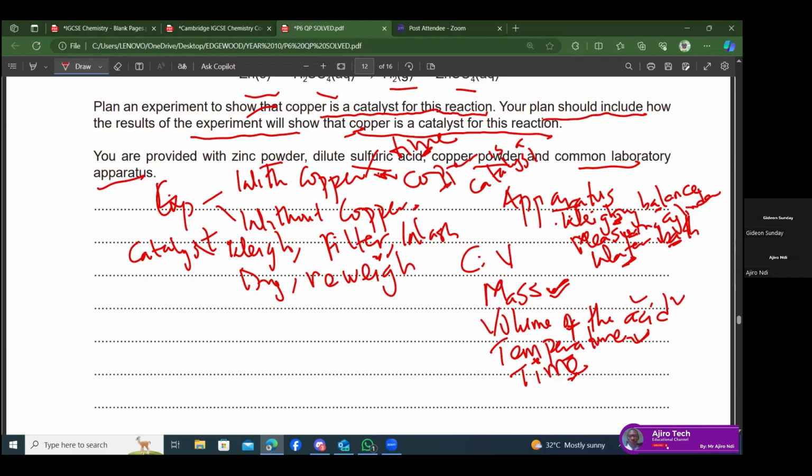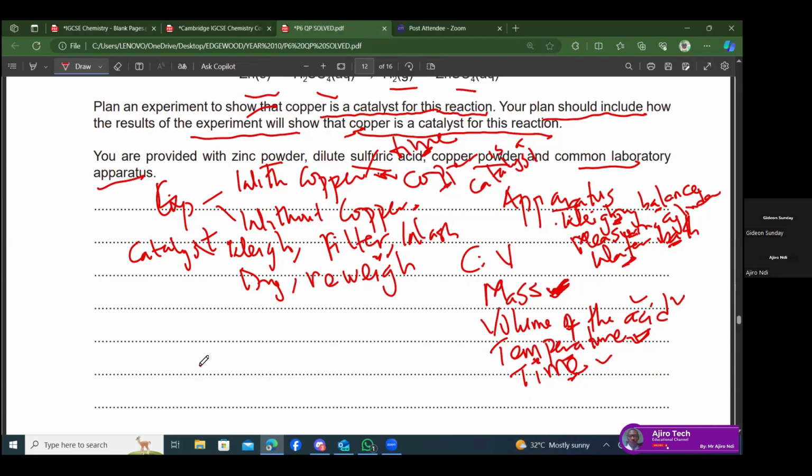So, variables you need to control. Use the same mass for the two experiments. The same volume of acid must be used. You have to maintain the same temperature, and you have to use the same time to see how much gas is produced, and then you can write what is expected.